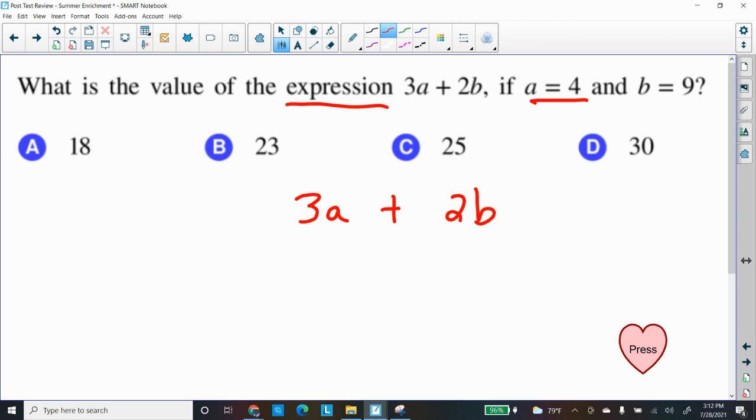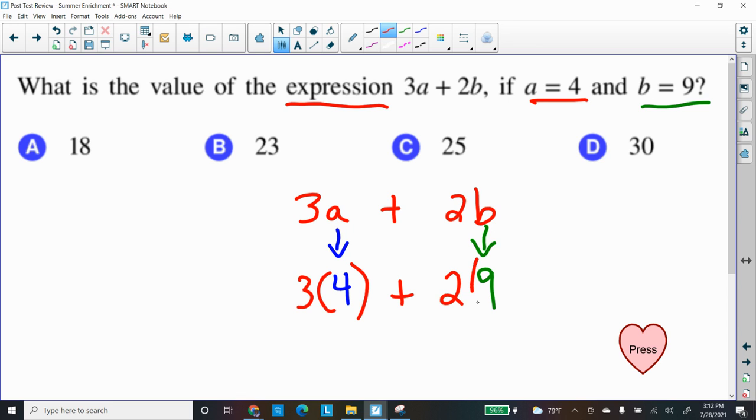It does say a is equal to 4. What that means is when I see a, I'm going to put a 4 there in its place. And I see b is equal to 9. When I see b, I'm going to put a 9. Now, if you remember, when you see a number next to a letter like that, so close together, that means you're going to multiply that number by that letter. So I'm going to multiply 3 times the 4, and then I'm going to add that to 2 times the 9. So I substituted. So let's multiply.